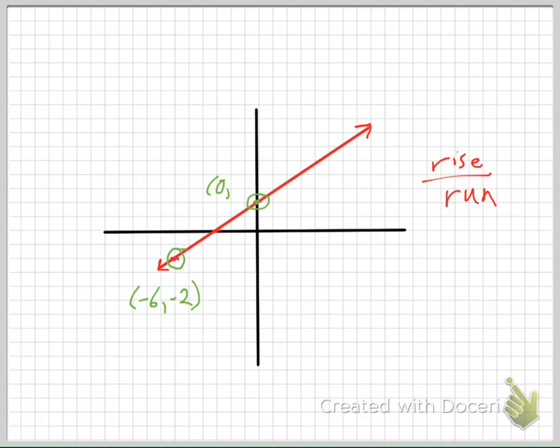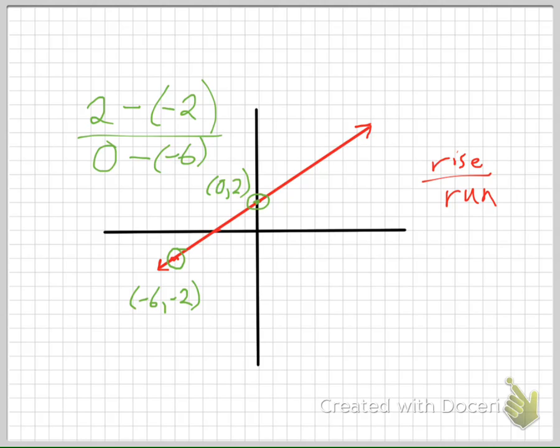Now, like I said, one option is I can do the y value minus the y value. So 2 minus negative 2 over 0 minus negative 6. And I can find my slope that way, right? The other option, though, like I said, involves counting.